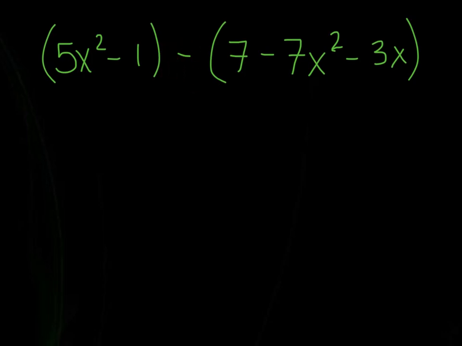Now, there is one major difference between adding and subtracting polynomials. The difference is what happens to this second polynomial that's being subtracted. Something very important happens, and it happens because it is being subtracted. And since all of this polynomial is contained inside brackets, this minus symbol, or the subtraction symbol, actually affects every single term inside the brackets.